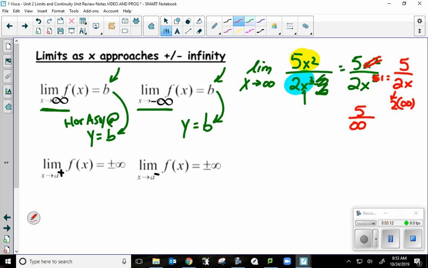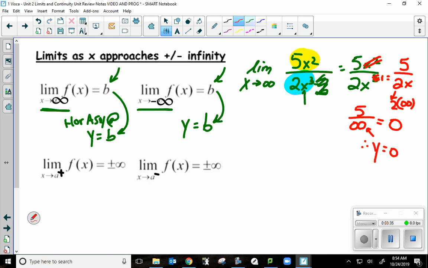Now, whenever I do this process, there are one of 3 outputs I'm going to see. If I have a fraction where the bottom grows faster than the top, it will approach 0. So my limit would be 0. Therefore, I would have a horizontal asymptote at y equals 0.